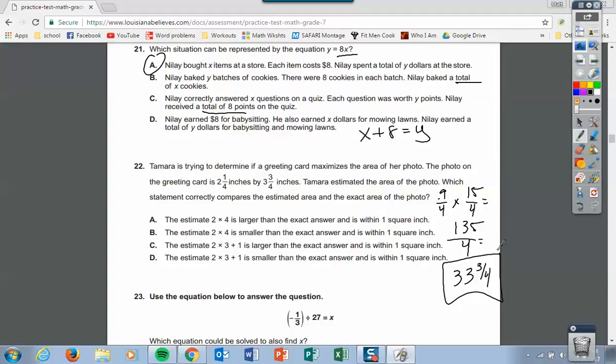If I estimate these, this is going to be 2, this is going to be 4. So I'm looking for, that's not right. What did I do wrong here? How did I multiply that wrong? Oh, because I didn't multiply the denominators. See, even Mr. Fair messes up. 4 times 4 is 16, so I've got 135 over 16, which reduces down to 16 goes into 135.